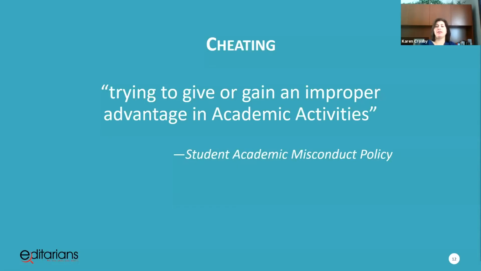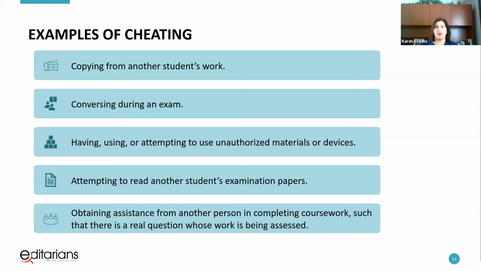Cheating is trying to give or gain an improper advantage in academic activities. Examples of cheating include copying another student's work, conversing during an exam, using unauthorized materials. And as we see in item 5, cheating includes obtaining assistance from another person such that there's a real question as to whose work is being assessed.